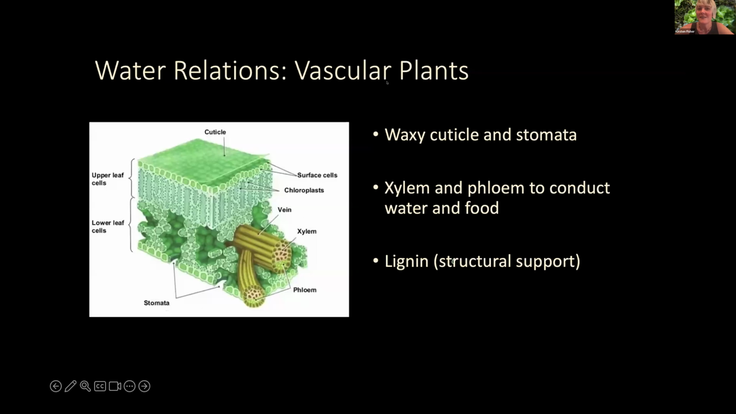And so what do we know about the vascular plants, right? In terms of their water relations. They have this waxy cuticle on the surface of the plants that traps in water, of course, very important if you're terrestrial. They have xylem and phloem to conduct water throughout and food throughout the plant. And this is also lignified, right?